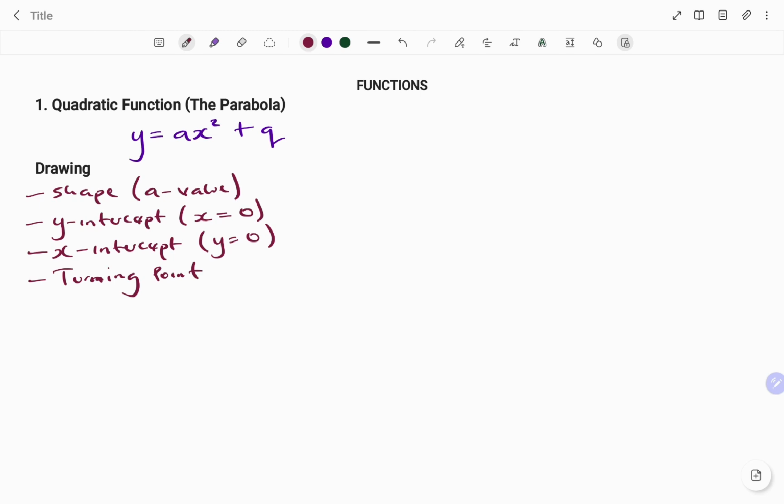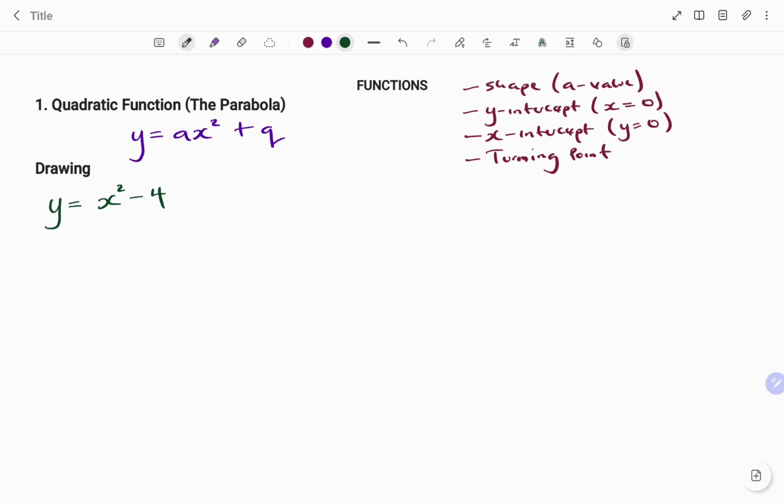Let's look at an example. If we are to draw the quadratic function y equals x squared minus 4, going through the steps stated for drawing a parabola, I start with the shape. You can see that the coefficient of x squared is 1. There's an invisible 1, such that the value of a, which is 1, is greater than 0. So what that means is my parabola will be concave up, or a smiley face.